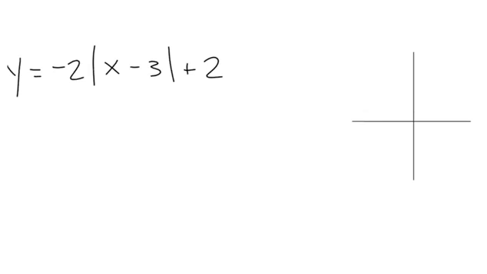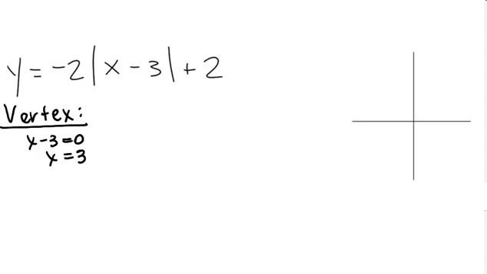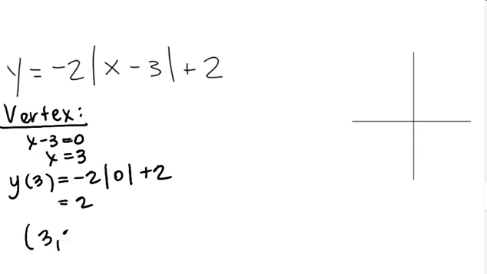Okay, this next one looks like it's got pretty much all the moving parts on it. And so I'm going to start with a vertex. I'm going to take x minus 3 and set it to 0 to find the x value of the vertex. I'm going to add 3 to both sides. And I've got the x value of the vertex. Then I'm going to find the y value of the vertex. So it's negative 2 times the absolute value of 0 plus 2. And then that's going to be 2. Okay. So I've got a vertex that's 3, 2.